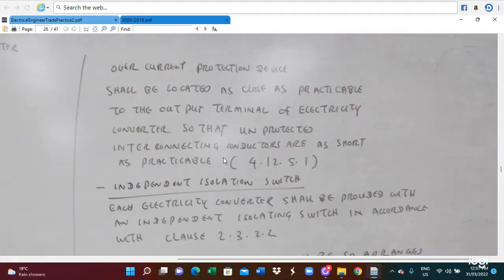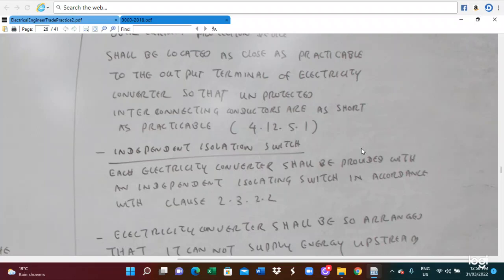So we also use an overcurrent protection device. The overcurrent protection device shall be located as close as practicable to the output terminal of the electricity converter so that the unprotected interconnection conductors are as short as practicable. So this is the requirement. This is clause 4.12.5.2, which I mentioned before.